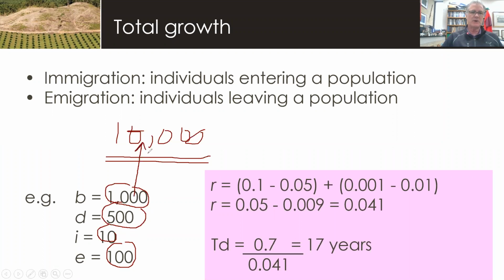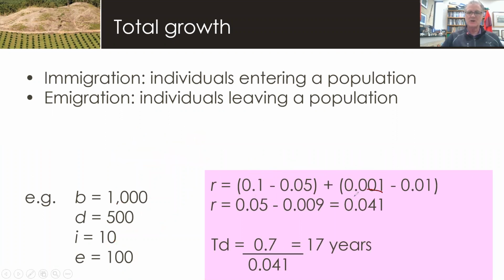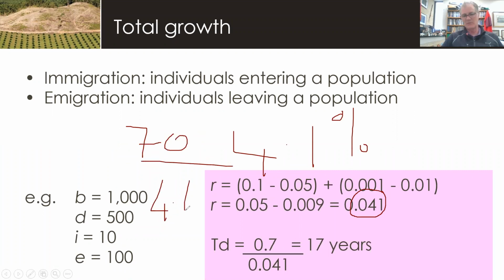Well, the birth rate divided by the population, 1,000 divided by 10,000 gives you 0.1. So that is birth rates minus death rates. And then we've got to add to that the immigration rate and the emigration rate. So the birth rate is 0.1. The death rate is 500 divided by 10,000, which gives you 0.05. The immigration rate is 10 divided by 10,000, which gives you 0.001. And the people leaving is 10 per 10,000, which gives you 0.01. You subtract those two brackets and add them together, you get a growth rate of 0.041 or 4.1%. And then if you take the doubling time, it is 70 divided by 4.1, or 0.7 divided by 0.041. We get a doubling time of, excuse me, 17 years.